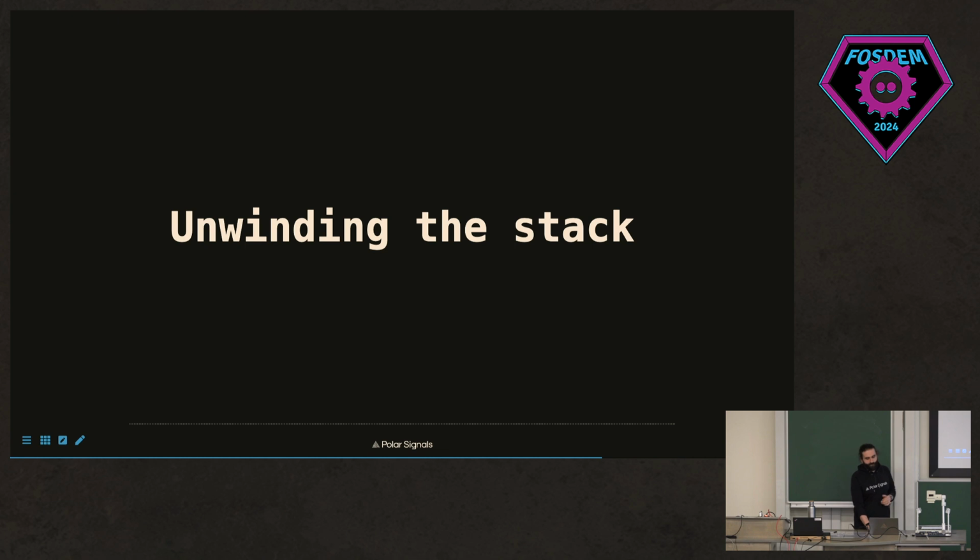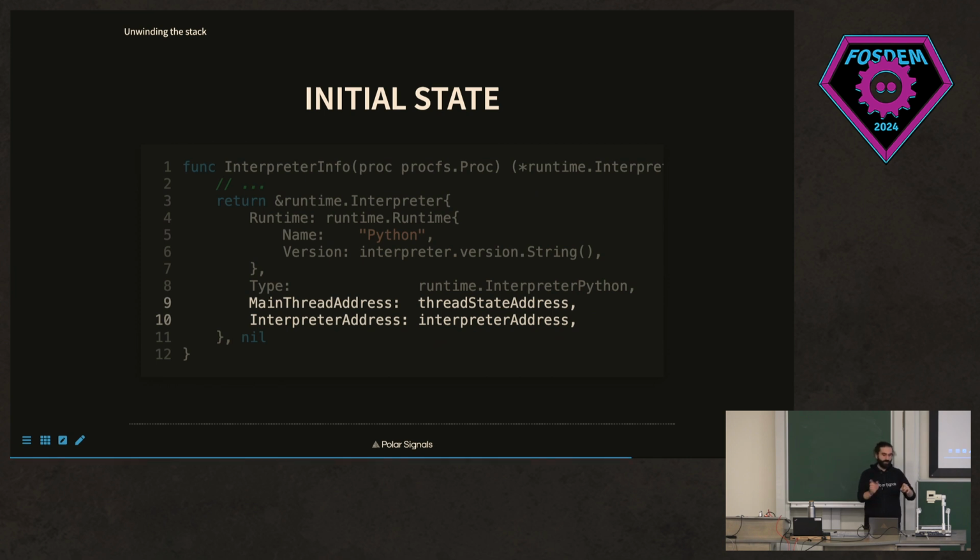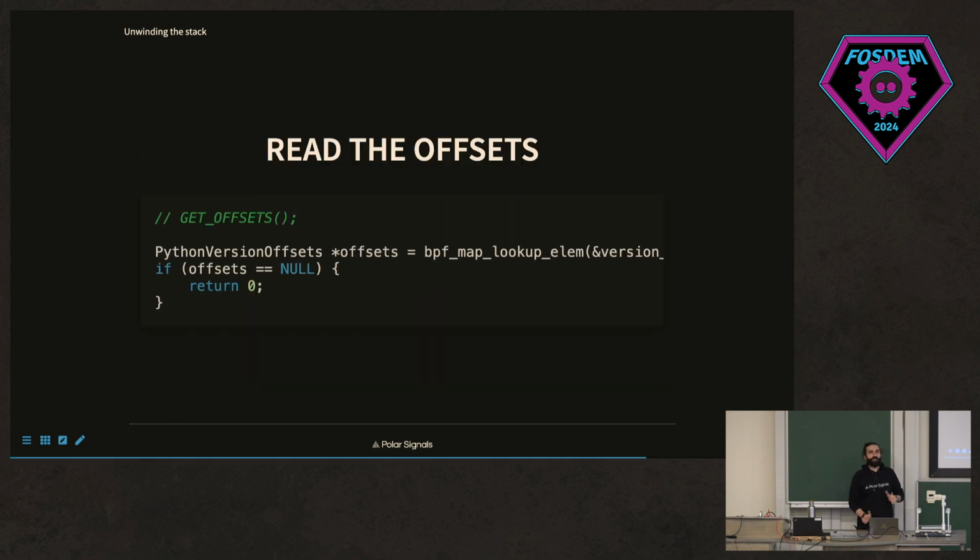Okay, actual stack unwinding. This is where the eBPF comes in. We did all the magic, we got the offsets, we put that into an interpreter info structure and put that in an eBPF map so that the eBPF program can read it in the kernel. And this C code is in the kernel itself. We check something and get the interpreter info. This is the user space code where we actually calculate all the addresses and put them into the eBPF map itself.